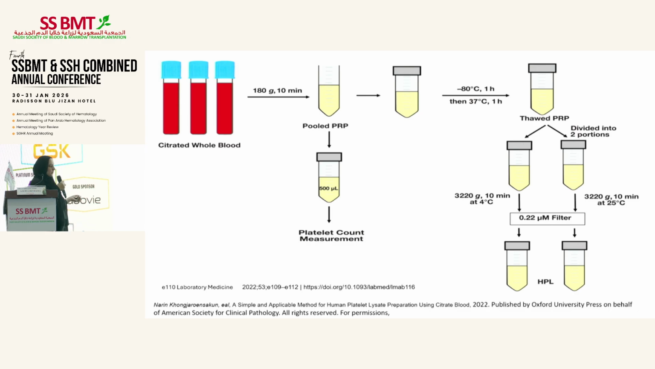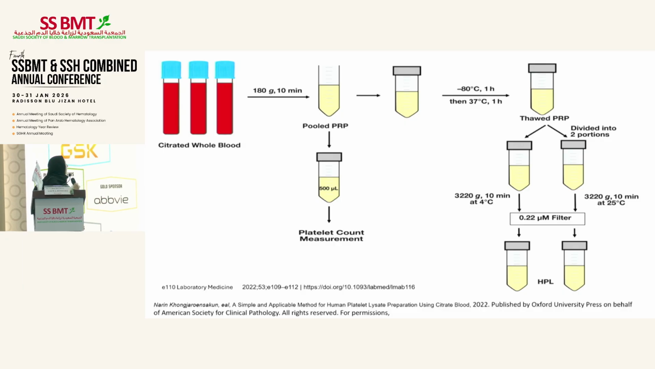This is another method for making platelet lysate, and it's a very easy method. You can do it at any blood bank if you would like, through tubing, as you do PRP. You do centrifugation for 10 minutes, then boiling of the PRP and platelet count measurement. Then you can put it in the freezer at -80 for 1 hour, then at 37 for 1 hour.